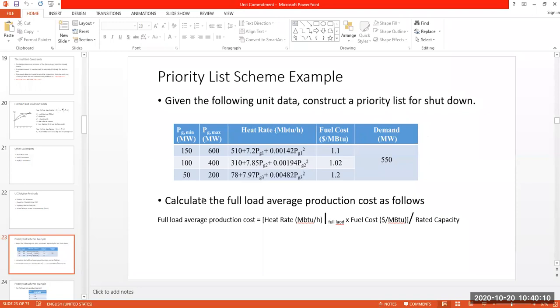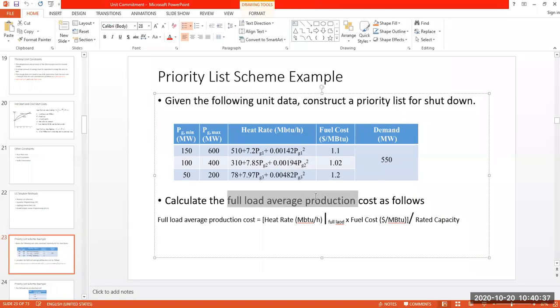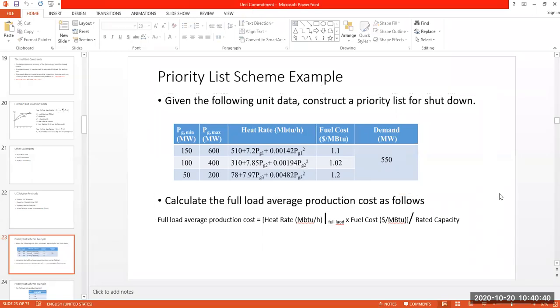So first you calculate the full load average production cost. Why are you calculating this? Because we have to set some rule for prioritizing the units. Which units will get priority number 1, first priority, then which unit will come in chronological order, and then which unit will come. So you have to set some rules. In this example, they are setting the priority among the units based on this full load average production cost. So how are we going to calculate this full load average production cost? This is the formula, a simple formula.